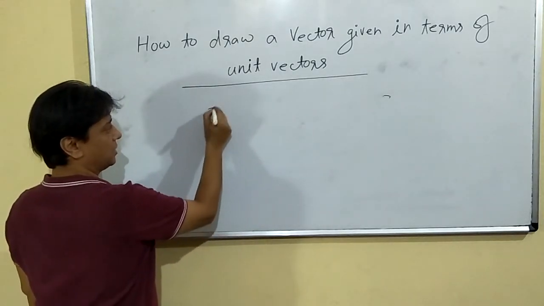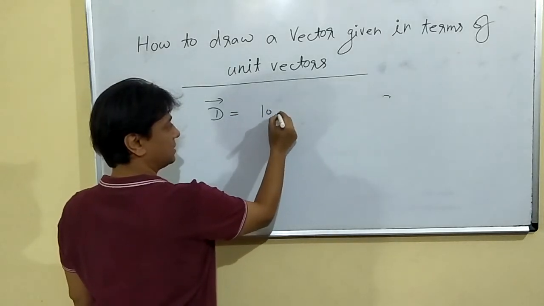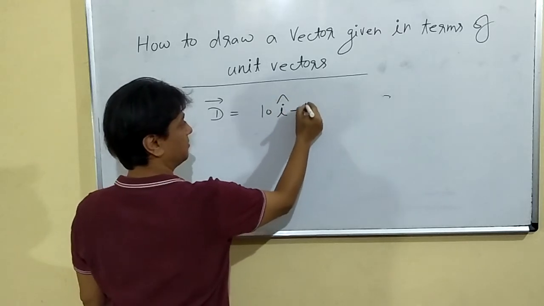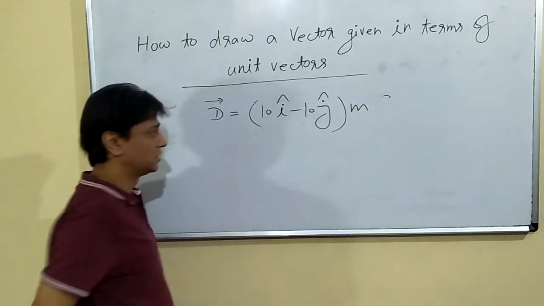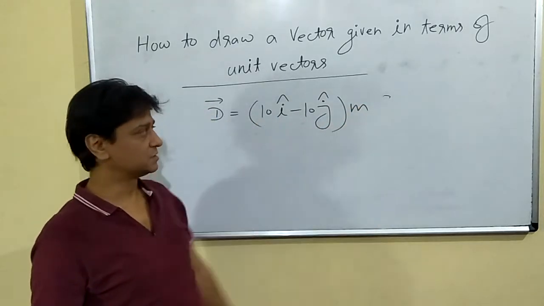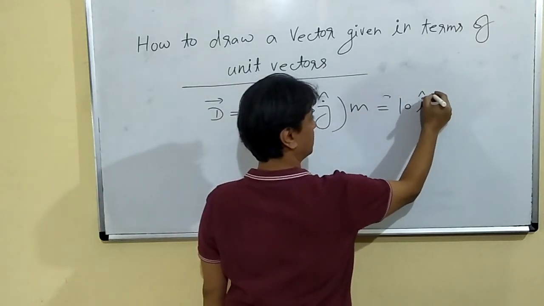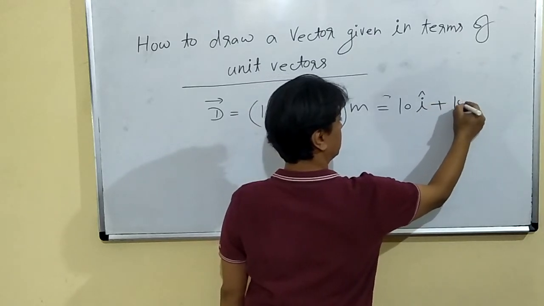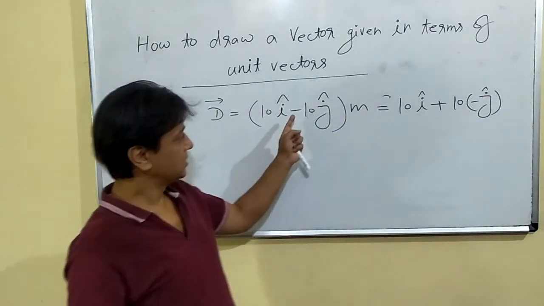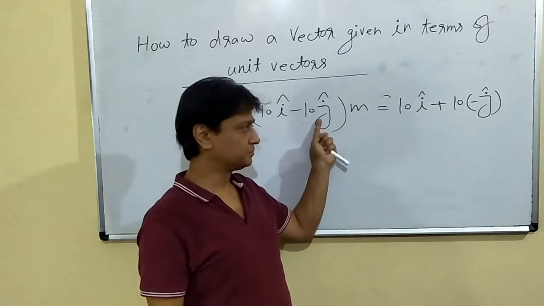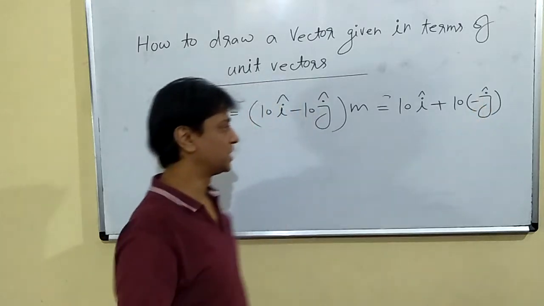Suppose a displacement is given as 10 I cap minus 10 j cap meters. For you, this is nothing but 10 I cap plus 10 minus j cap. You can move this negative sign with this j cap. आप डायरेक्टली यहां से भी कर सकते हैं, लेकिन थोड़ा और क्लियर करने के लिए मैंने नेगेटिव साइन को j cap के साथ ग्रुप कर दिया.